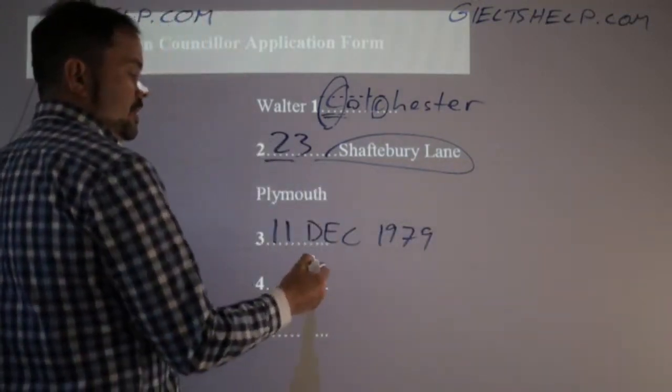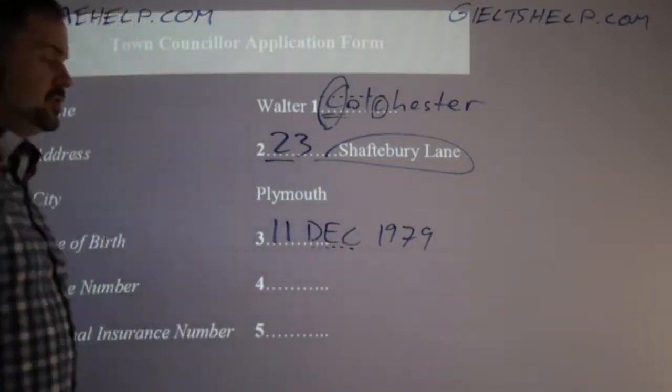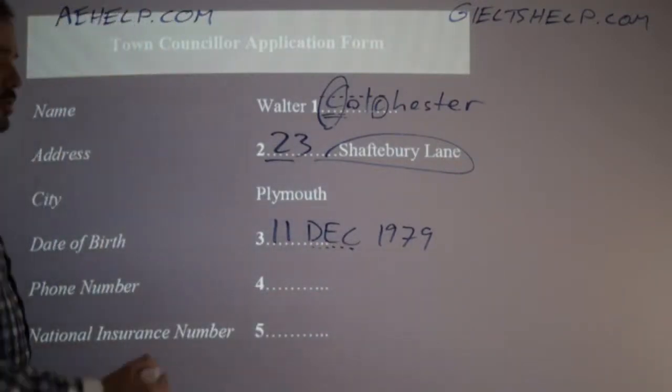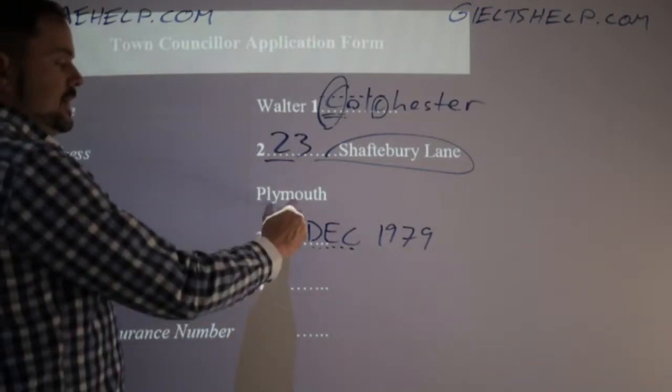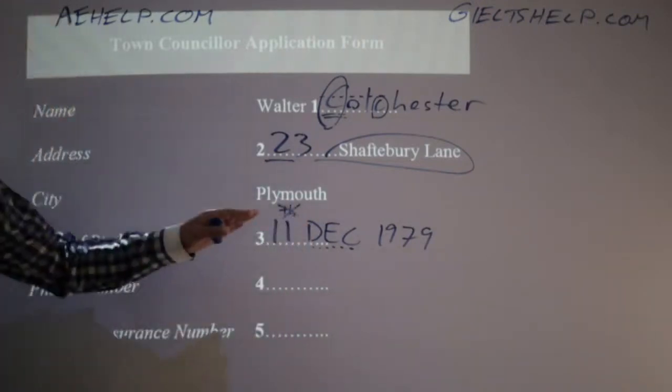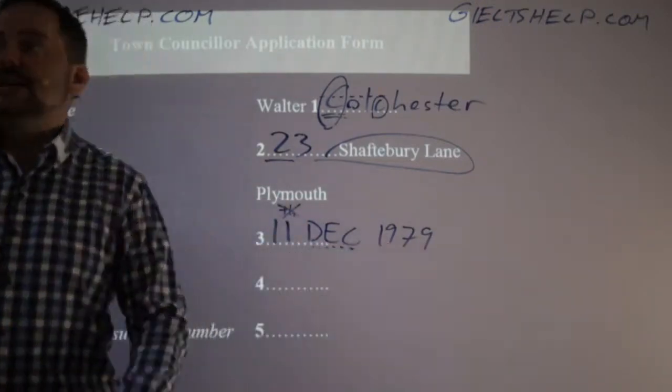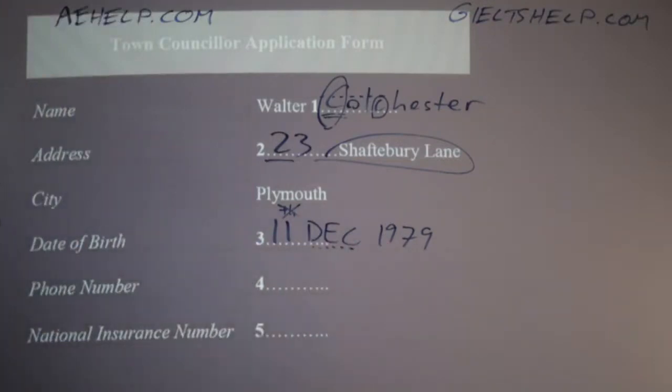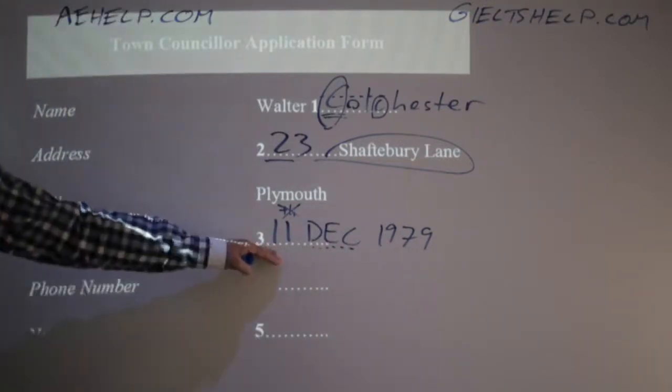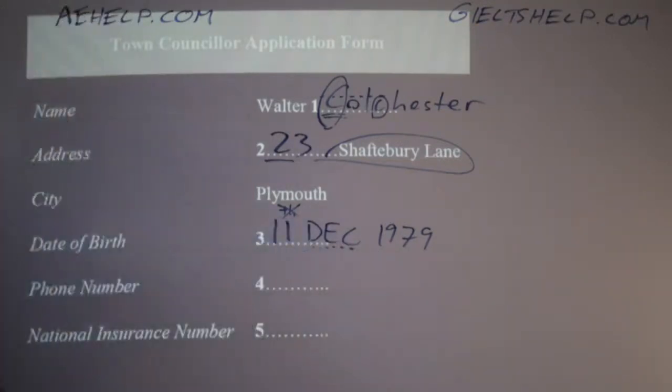So good. And of course, December here is just the abbreviation. You do not need to put TH, okay? Just 11 December 1979, good enough. It's the simplest accurate answer.